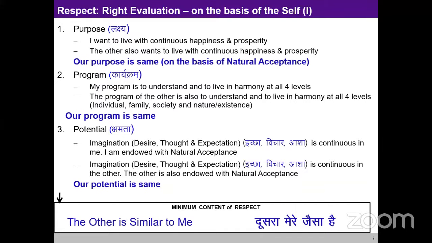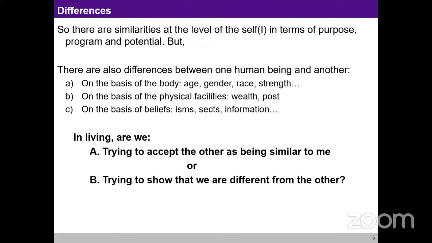Okay. So now we can see this, that this should be the minimum content of respect, that the other is similar to me. But if we look now, these are the similarities at the level of the self, purpose, program, potential. But we can also see that there are differences between one human being and another.